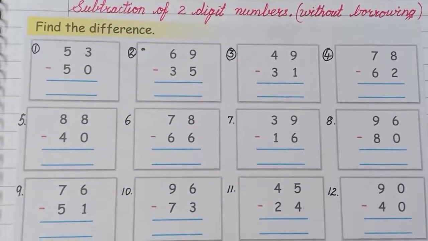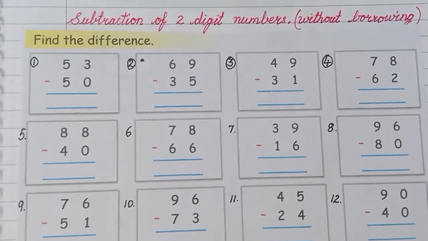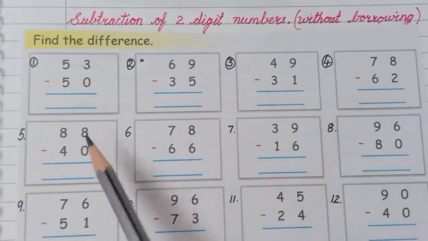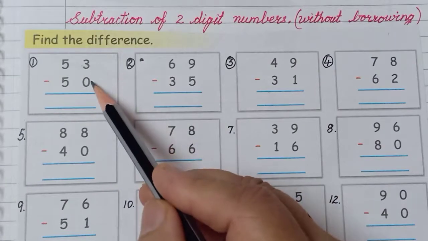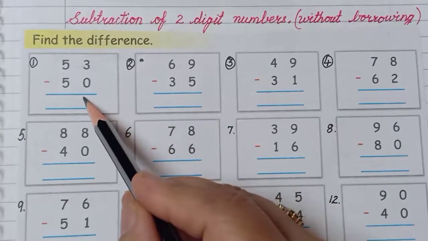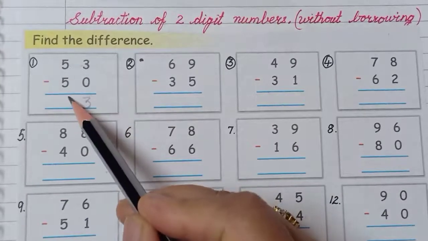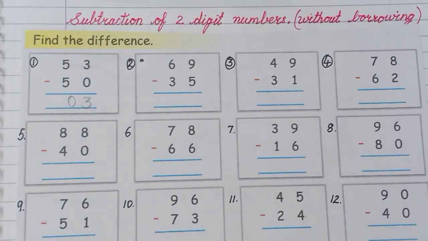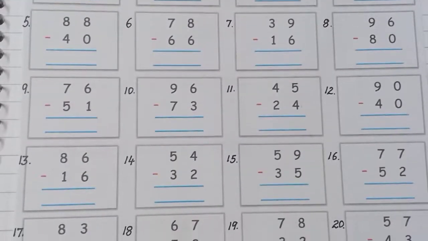Now, subtraction of 2-digit numbers, which we have already done in class 1. These are without borrowing. Let us do one, and I know you all can do it. 3 minus 0 is the number itself, 3. 5 minus 5 is 0. And solve the rest of them yourself and you will get the answers on Thursday.